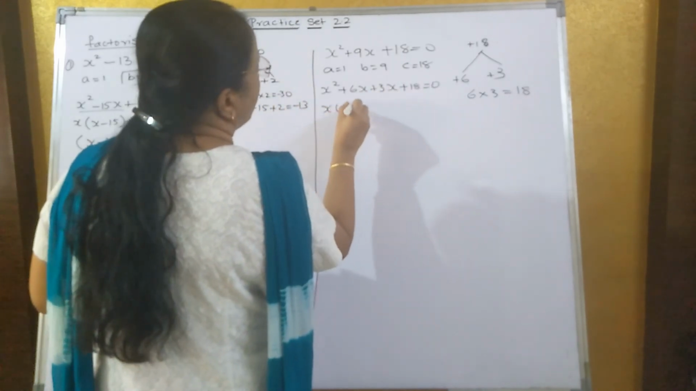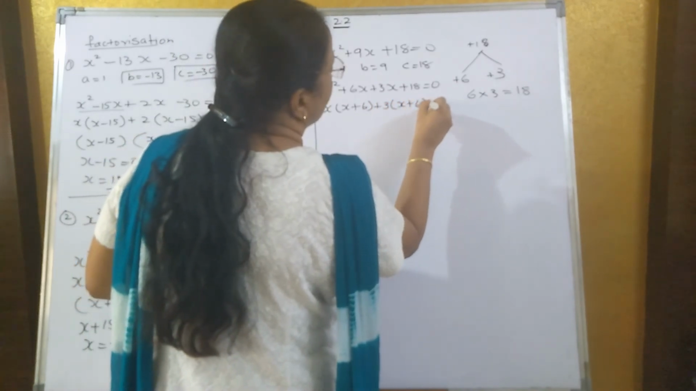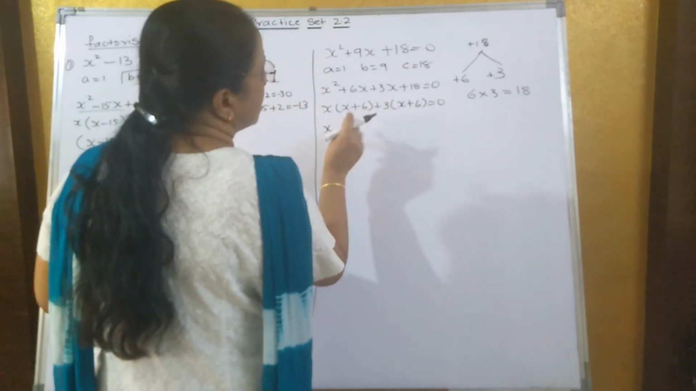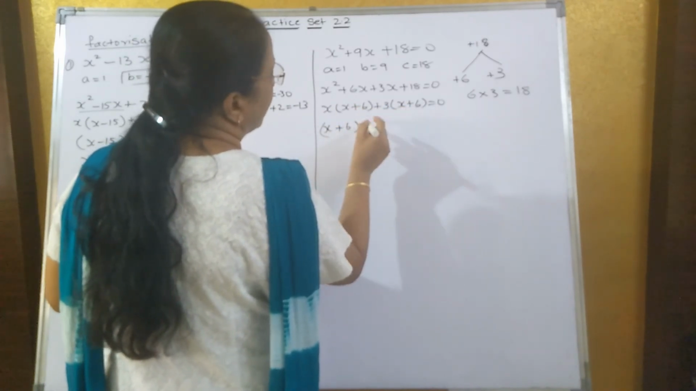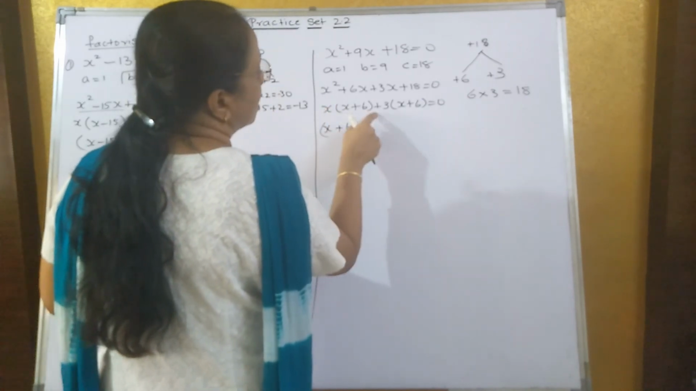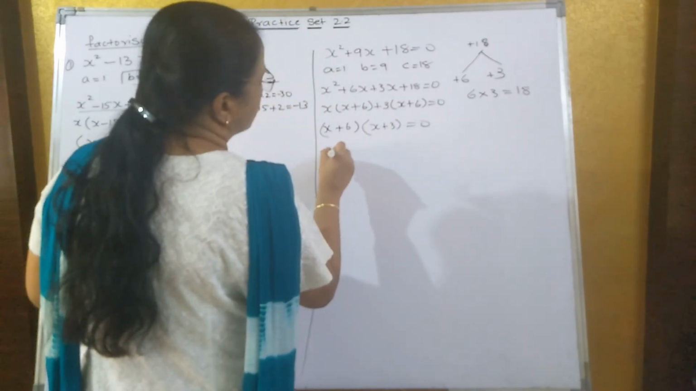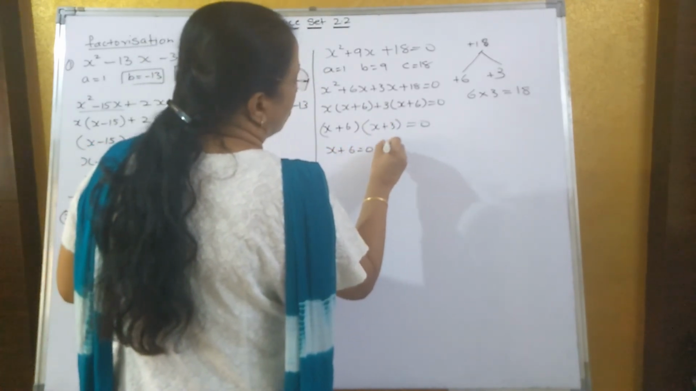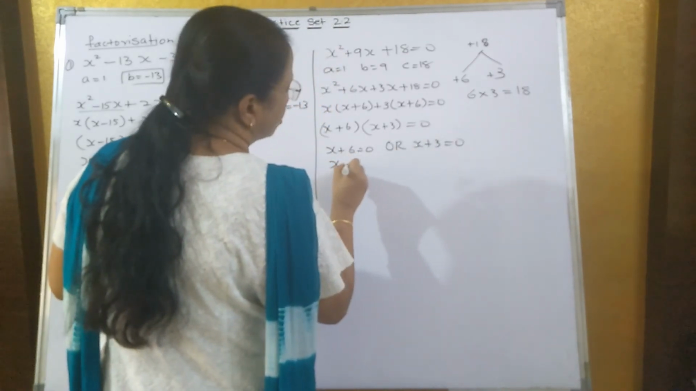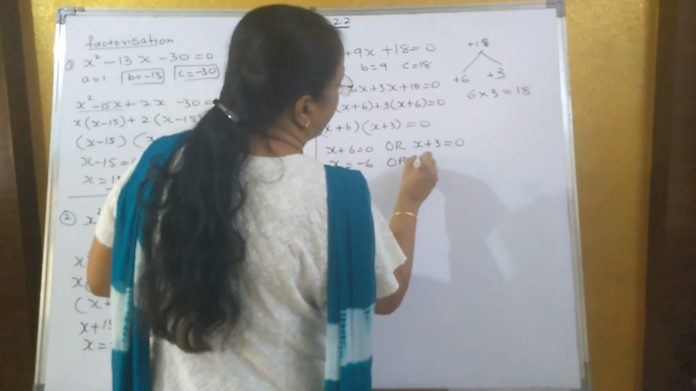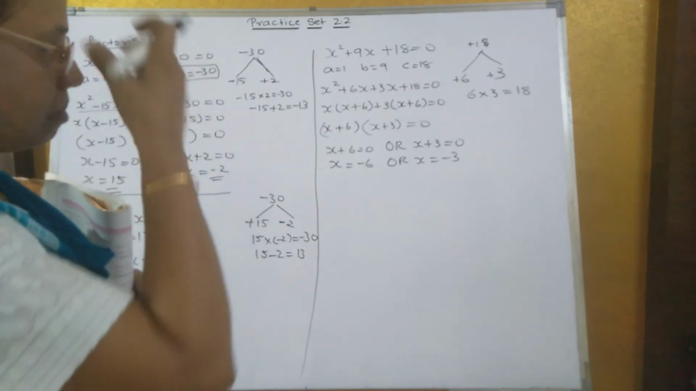x is common; (x + 6) is common. Rest all the methods are same. First take the bracket with x + 6, and in the other bracket you will put x + 3. So x + 6 = 0 or x + 3 = 0. So x = −6 or x = −3. So the values are −6 and −3.